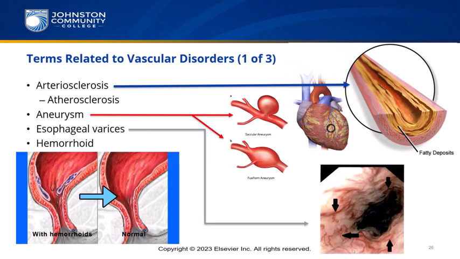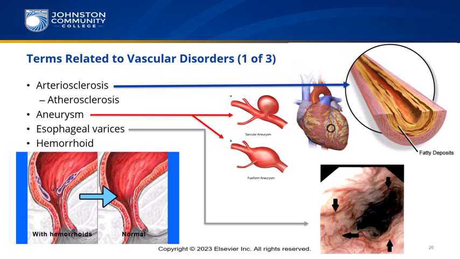Now let's look at terms related to vascular disorders. First we have arteriosclerosis. Arterio is our combining form for artery. Sclerosis is an abnormal condition of hardening. Therefore, this is a disease in which the arterial walls become thickened and lose their elasticity without the presence of atheromas.